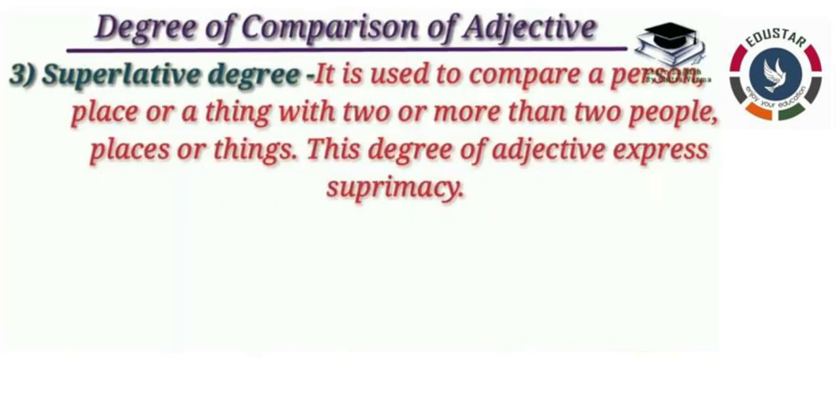So, superlative degree is used to compare person, place or thing with two or more than two people, place or things. This degree of adjectives express supremacy. So, here one person, place or thing is compared to more than two people, places or things. So, one person is compared to a group.